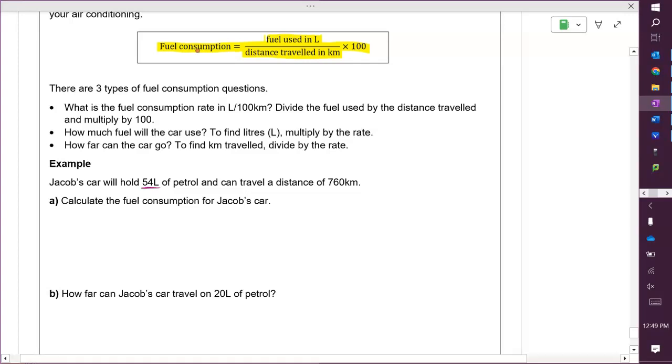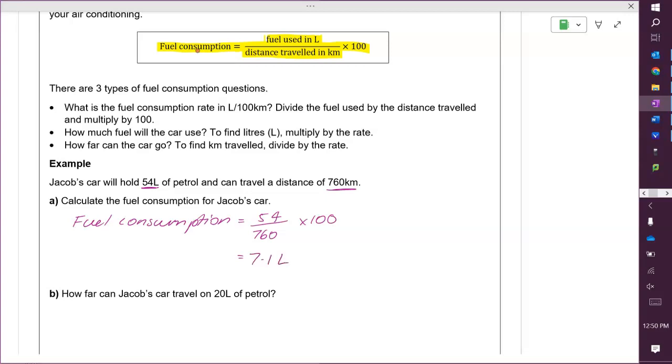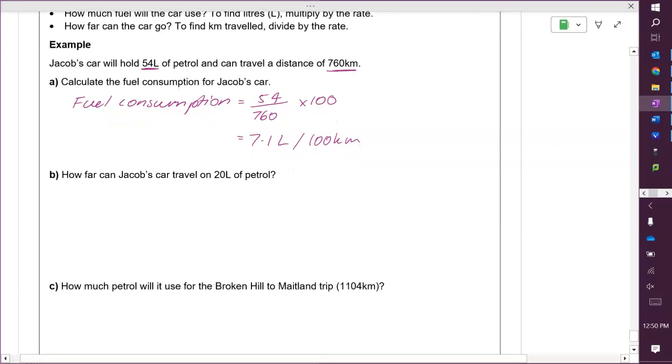If we look here, Jacob's car holds 54 litres and can travel 760 kilometres. So we need to find the fuel consumption. We take the litres it can take over how far it travels, and we multiply it by 100. That tells us that the fuel consumption is 7.1 litres per 100 kilometres. So quite decent.